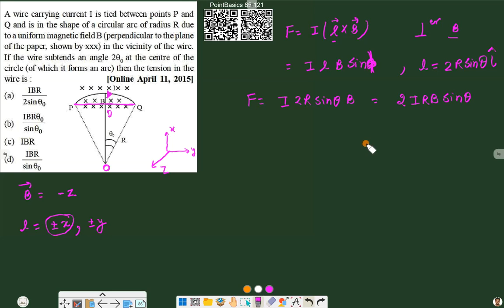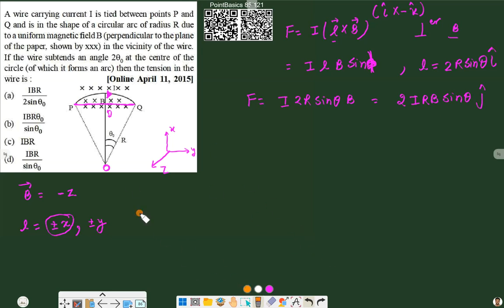This will be the value of the force acting on the wire, and the direction of this force will be decided by L cross B. Length is in i and magnetic field is in minus k, so it will be i cross minus k. So we can write it as k cross i, and from this we can say the direction will be in the j direction, or the magnetic force here will be acting in the upward direction.